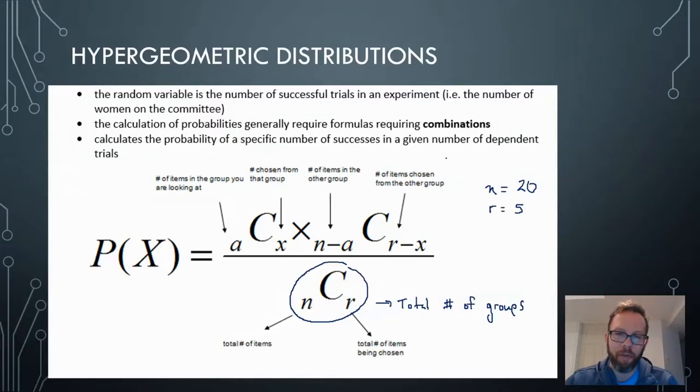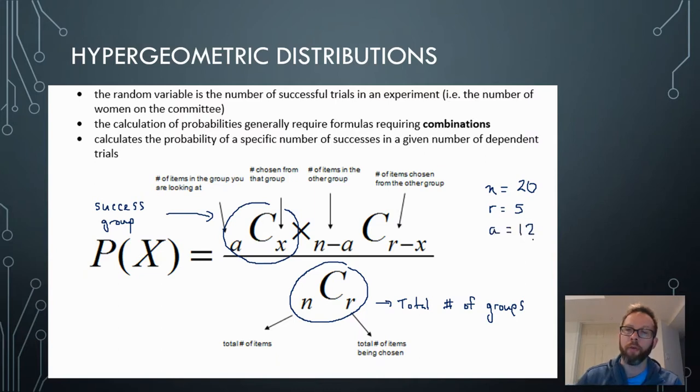On the top, you've got 2 combinations. You have what I call the success group. In this case, it was the number of females. And in this calculation, N is the total number of items, R is the total number of items being chosen, or the trials, and the last variable is A. This is the number of items in the group we're looking at, or the success group, and in this case, it was the number of females. And in our example, A was equal to 12.